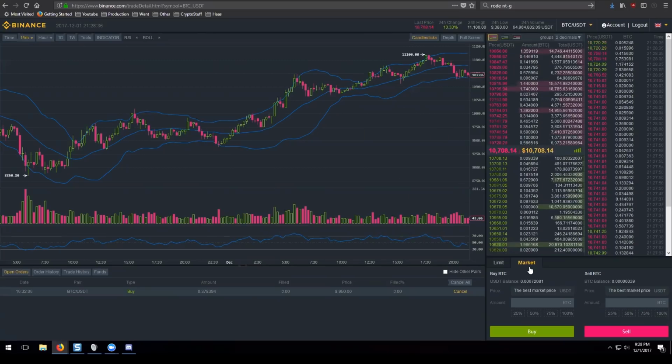So how does a market order work? Why wouldn't we always use a market order? Well, there's a thing called the spread, and the spread is the difference between the current buy and the current sell price that is on the exchange.